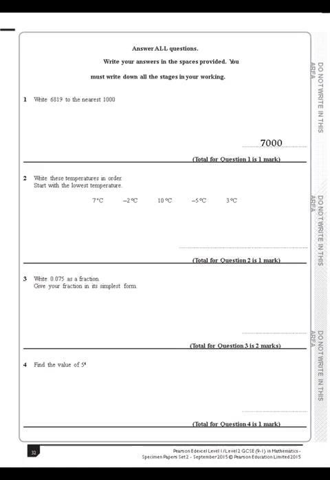Question 2. Write these temperatures in order. Start with the lowest temperature. The lowest temperature is minus 5 degrees Celsius, followed by minus 2 degrees Celsius, 3 degrees Celsius, 7 degrees Celsius, and 10 degrees Celsius.